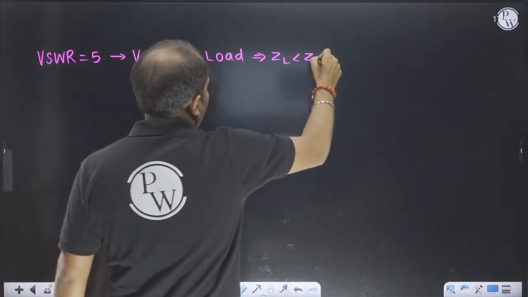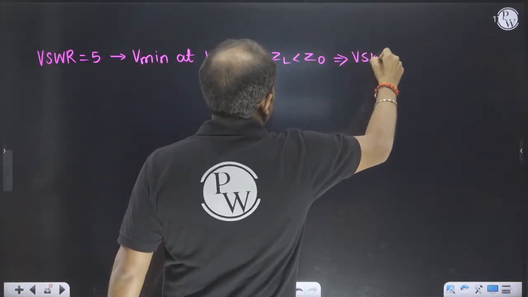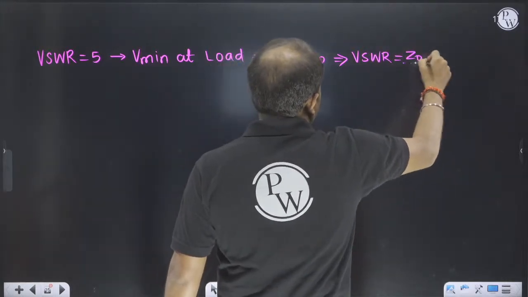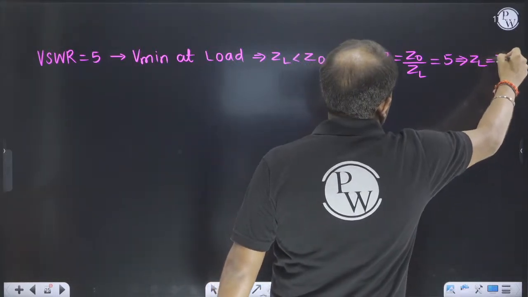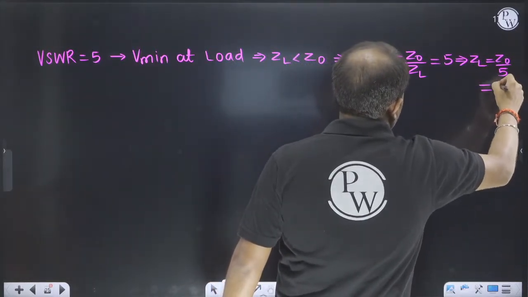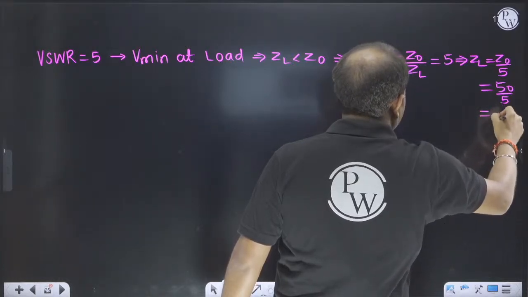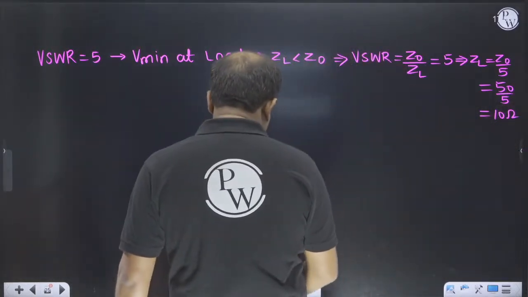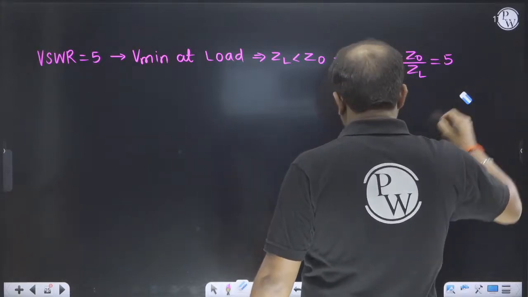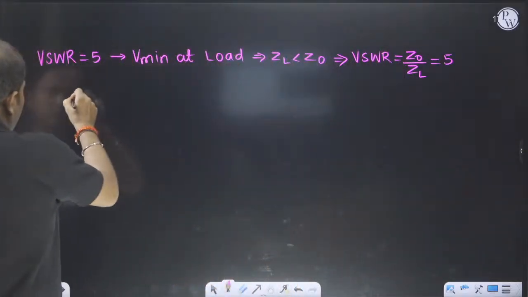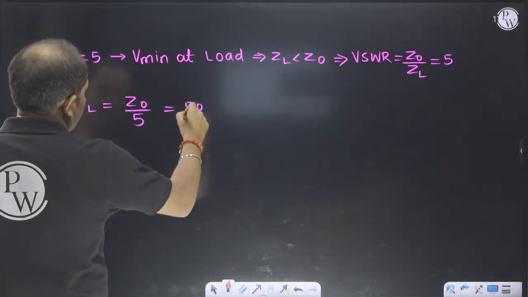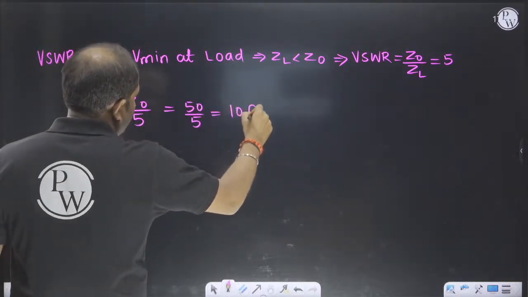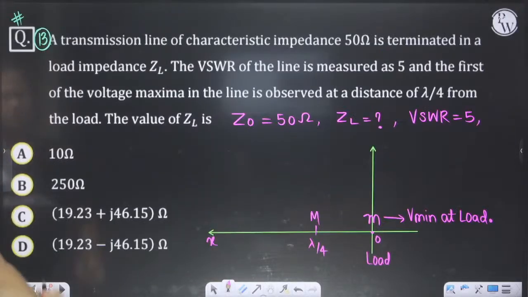If ZL is less than Z0, VSWR is equal to maxima upon minima, which is Z0 upon ZL, and it is equal to 5. So ZL is equal to Z0 upon 5, that means 50 upon 5, which is 10 ohm. So we have calculated ZL. Our answer will be 10 ohm. It is a very easy question. We have option A.